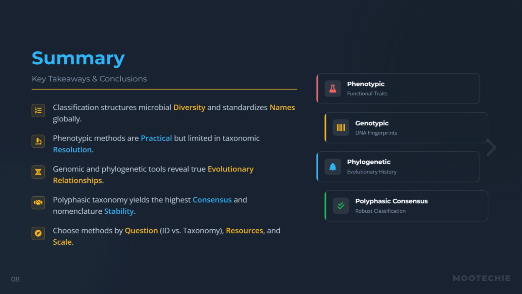Classification structures the immense microbial diversity and standardizes names globally, which is foundational for all biological research. Phenotypic methods are practical and accessible but can be limited in their taxonomic resolution. Genotypic and phylogenetic tools allow us to peer into the DNA to reveal true evolutionary relationships that physical traits might obscure. Polyphasic taxonomy, by combining all evidence, yields the highest consensus and ensures nomenclature stability over time. Ultimately, you should choose methods based on your specific question, like simple identification versus formal taxonomy, the resources available, and the scale of your study.